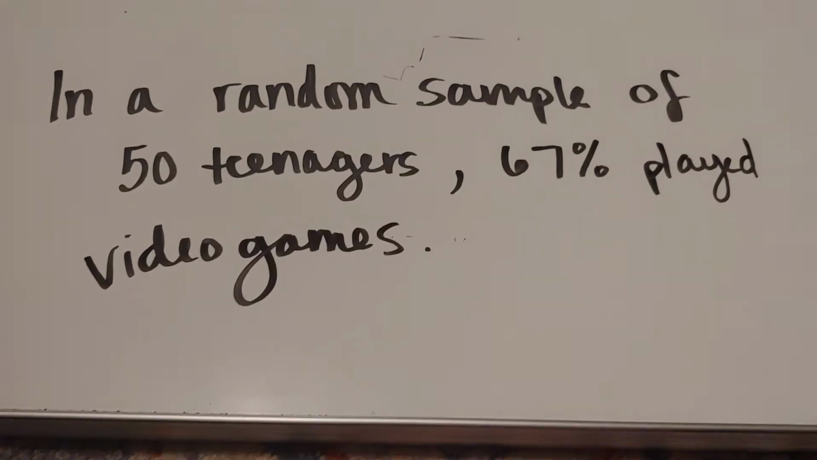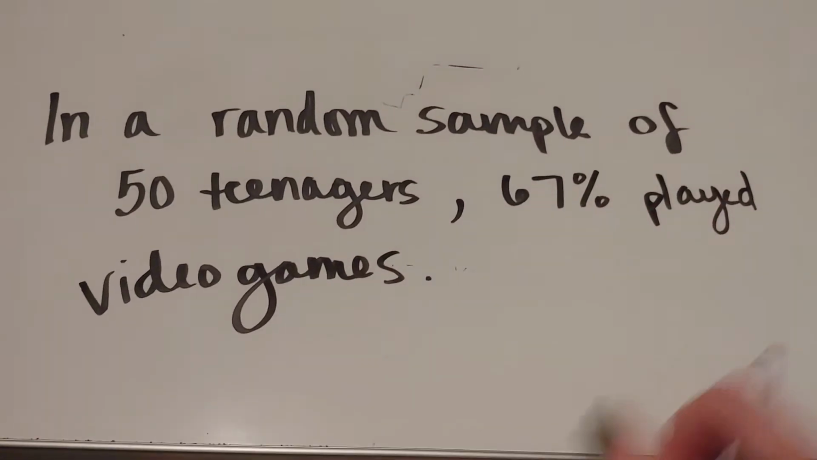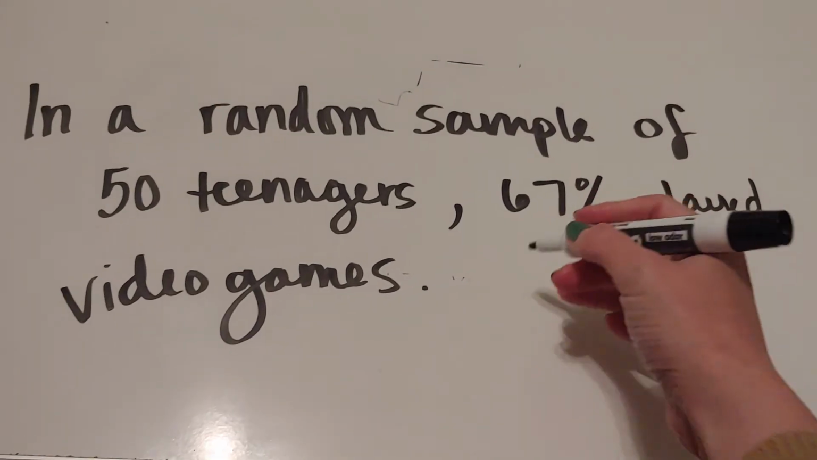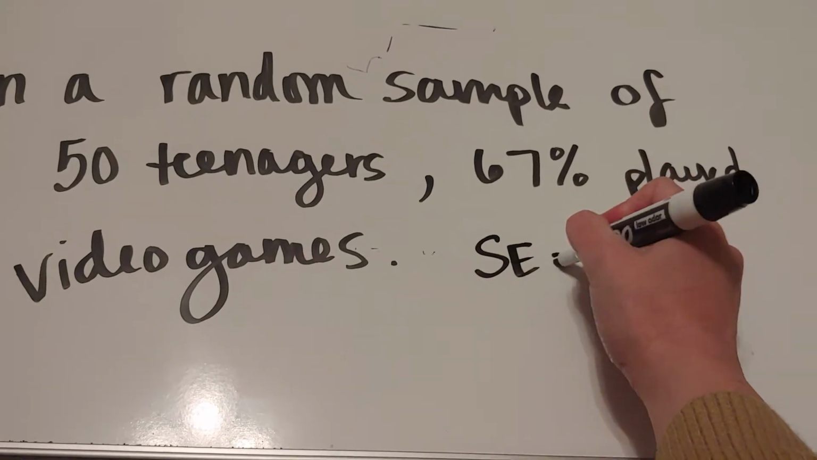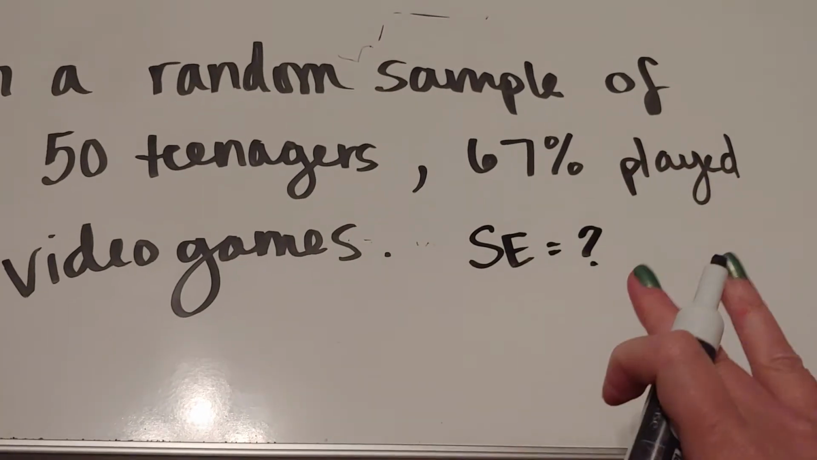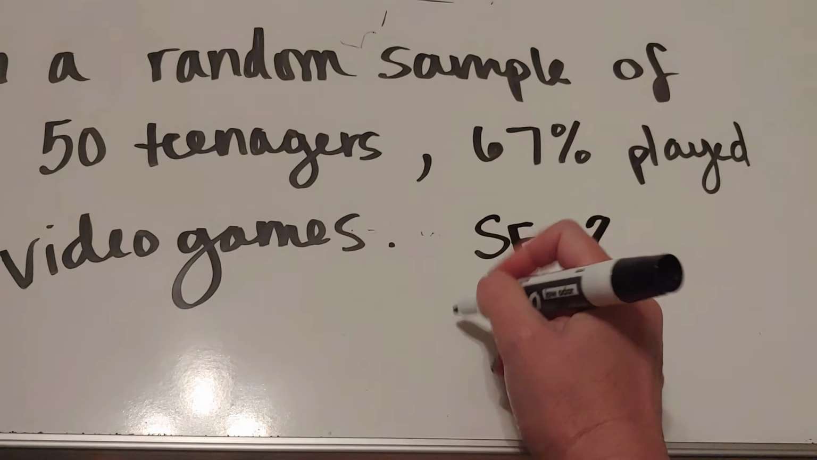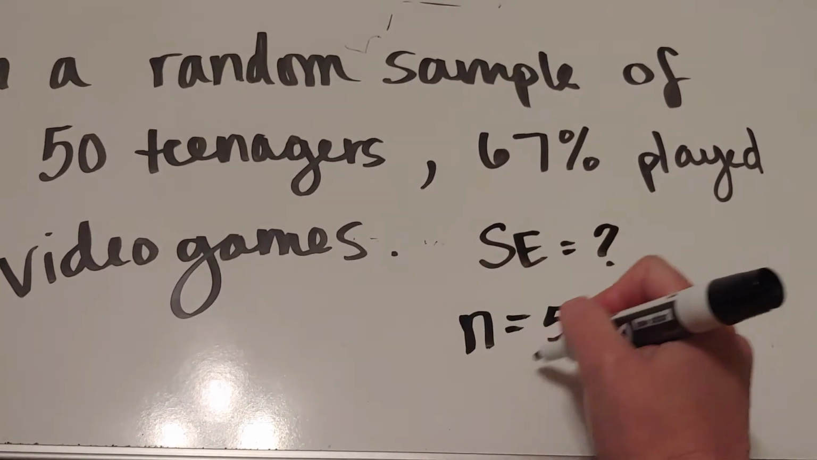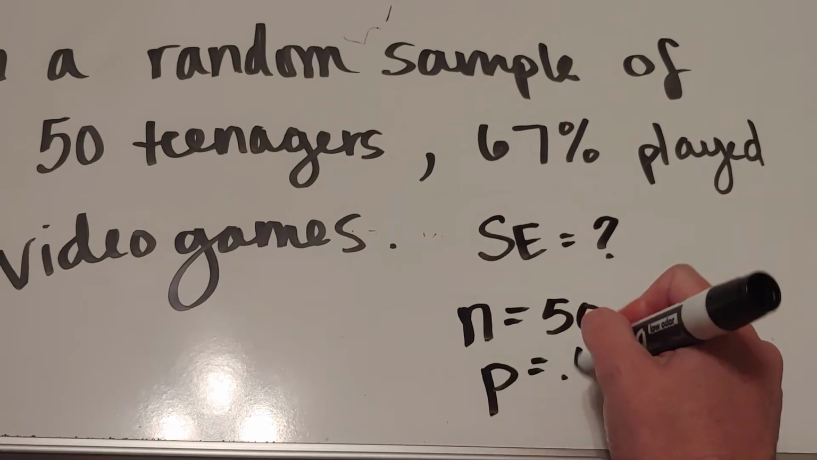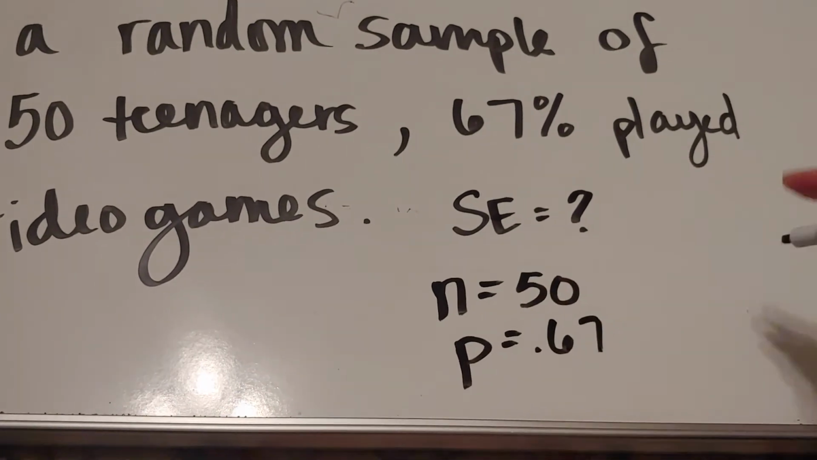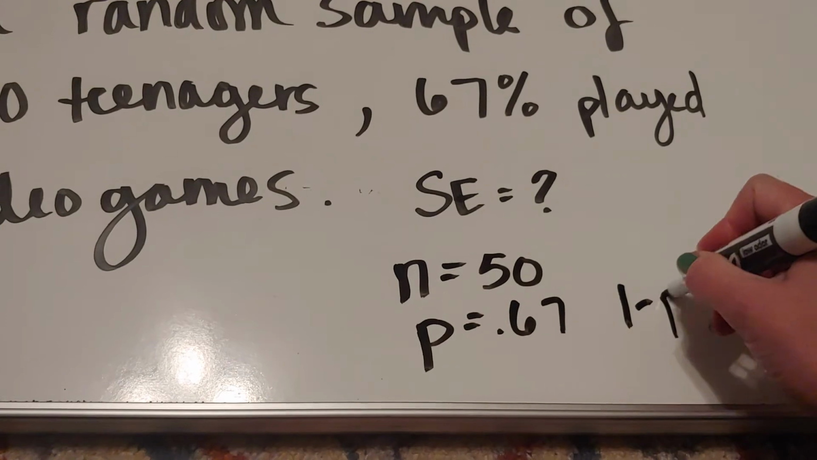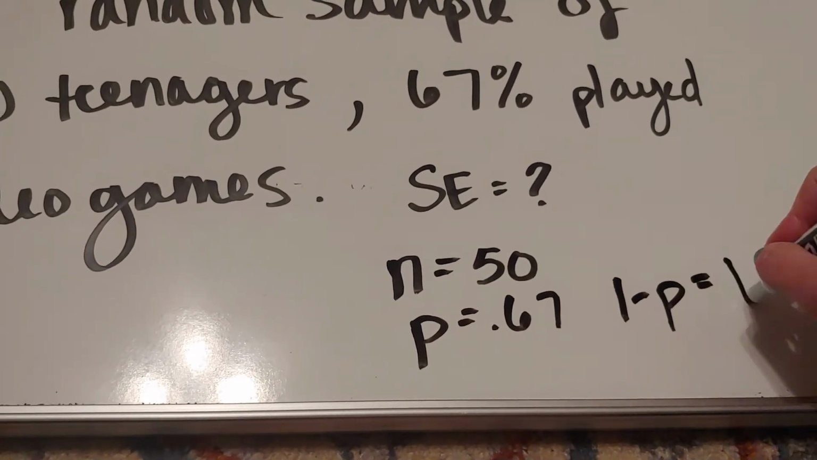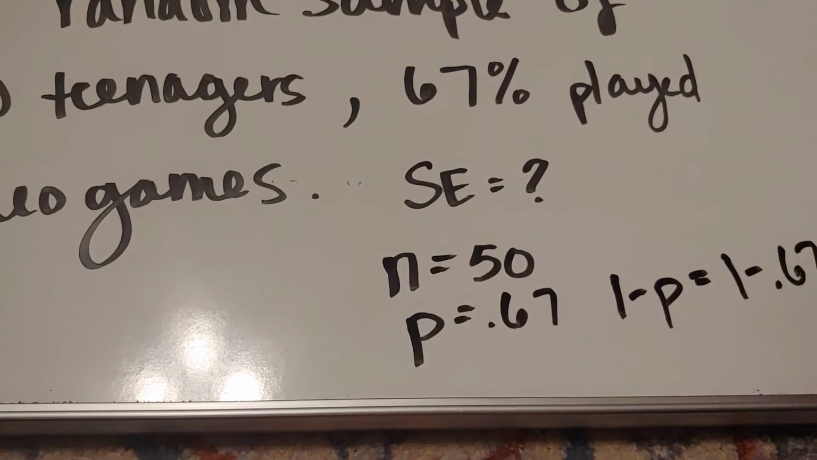All right, here's our second example. In a random sample of 50 teenagers, 67% played video games. So if we want to know what is the standard error, what I would want to do is I'm going to use that formula that's right up above in just one second, but I'm going to use N is 50. P is 0.67, and then because in the formula it finds 1 minus P, I'm just going to go ahead and do that right now. 1 minus 0.67 is 0.33.